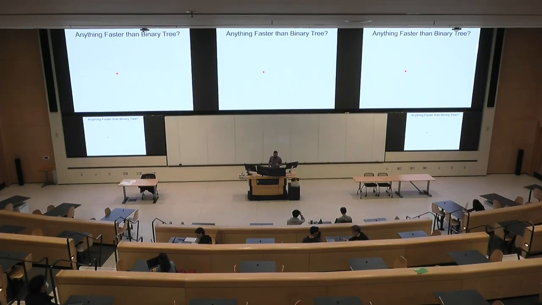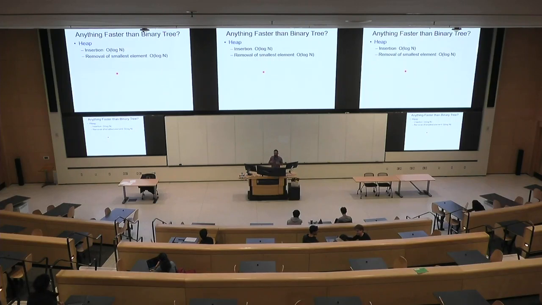So anything faster than a binary tree? Remember, if you're using a set, it's the same implementation as a binary search tree. Now, your friend here talked about a min heap. What is a min heap?